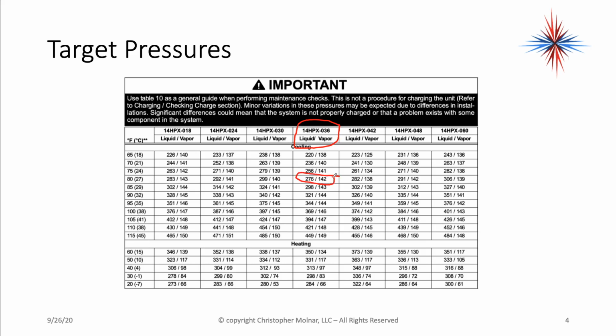So when we look at this, our target pressures, 276 on the liquid side, 142 on the suction side. That's our liquid and vapor. Okay, and we were obviously in cooling mode. If we were in heating mode with lower temperatures, you'd have different target pressures. Again, these are targets, okay? It's what the system is designed for. There are going to be some minor variations based on the installation you're in.